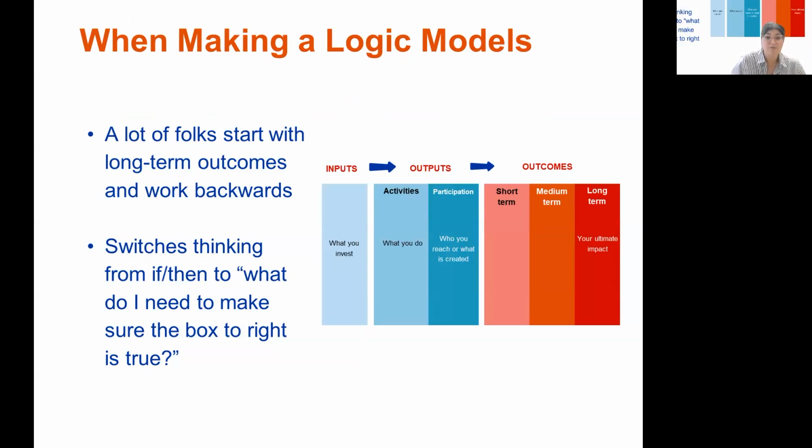The only thing to know is if you are going to build it backwards when you are building a logic model, you need to switch your thinking from if-then to what do I need to make sure the box to my right is true. So if I'm starting with my long-term outcomes box and I'm looking at my ultimate impact, what are the things I need to put in the medium-term impact to make sure the long-term impact happens?